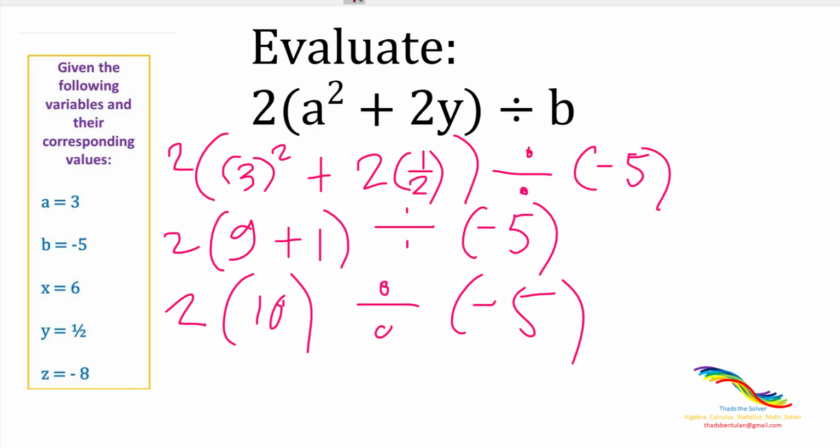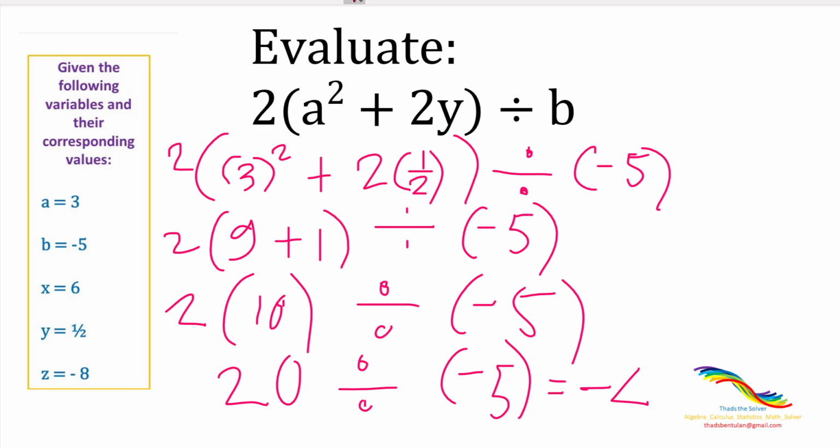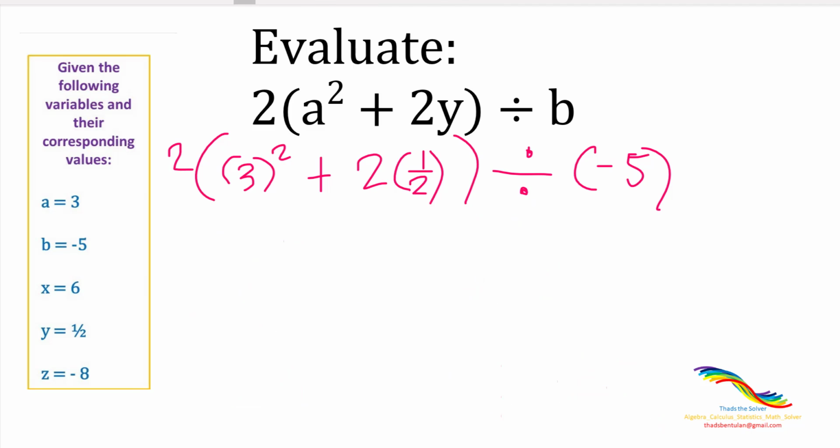Simplifying further, this is 20 divided by -5. If you have a division of two numbers, and one of them is negative, they have different signs, so the resulting quotient will be negative. 20 divided by 5 is 4, so this is -4. This is the value of that expression.